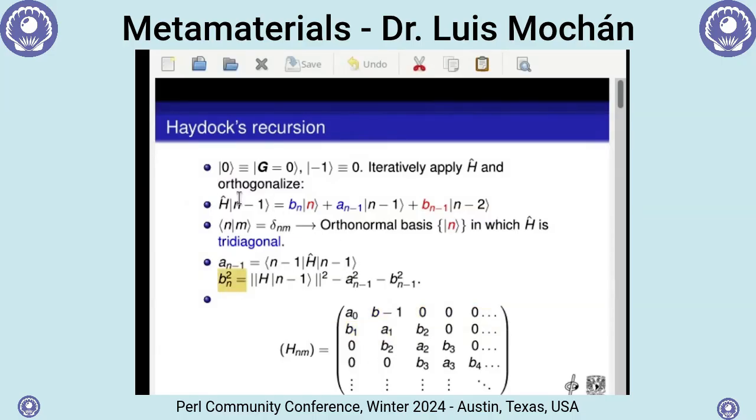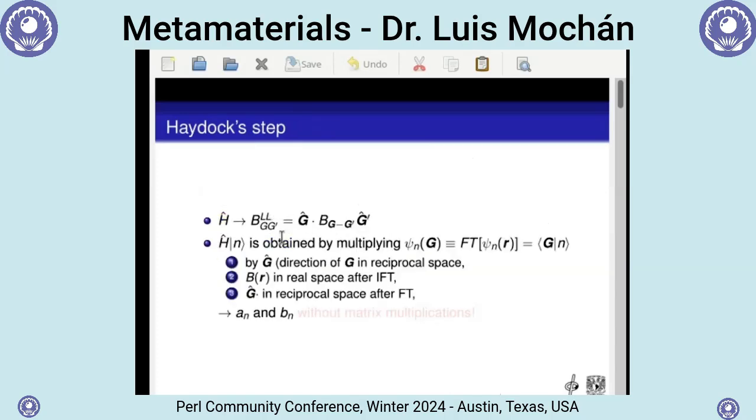So what we have to do is apply the Hamiltonian to the states recursively. In our case, the Hamiltonian is just the longitudinal projection of the characteristic function, and this is the Fourier transform of the characteristic function multiplied by the unit wave vectors in the direction of the reciprocal wave vector.